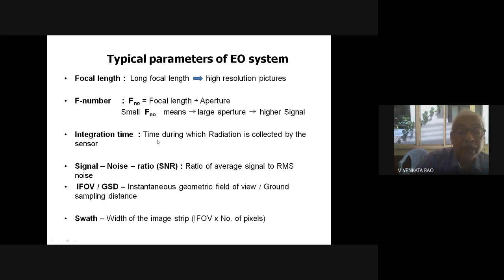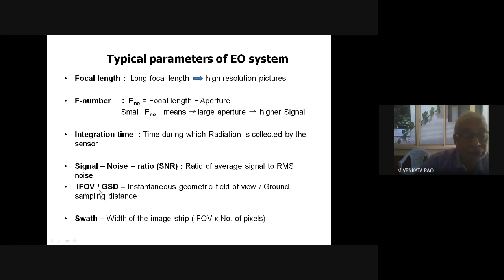Other one is integration time, the time during which radiation is collected by the sensor in one scan. Signal to noise ratio is the ratio of average signal to RMS noise. This is a statistical parameter basically. And we monitor this after launch also, using some onboard lamps we put for calibration. Using that lamp data, we compute this.